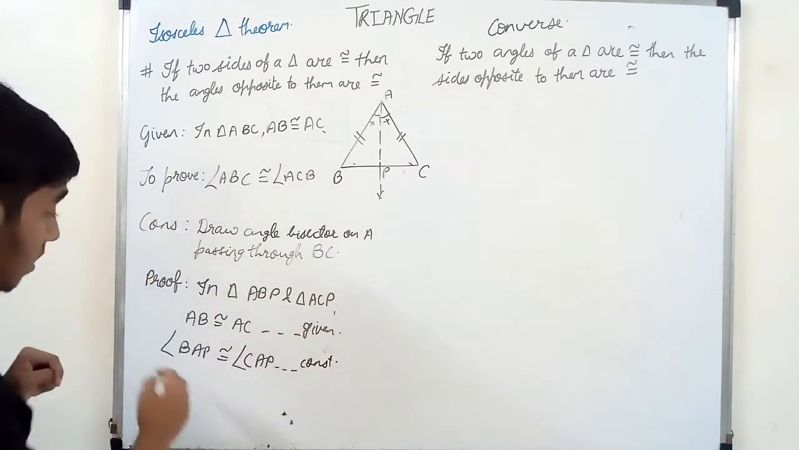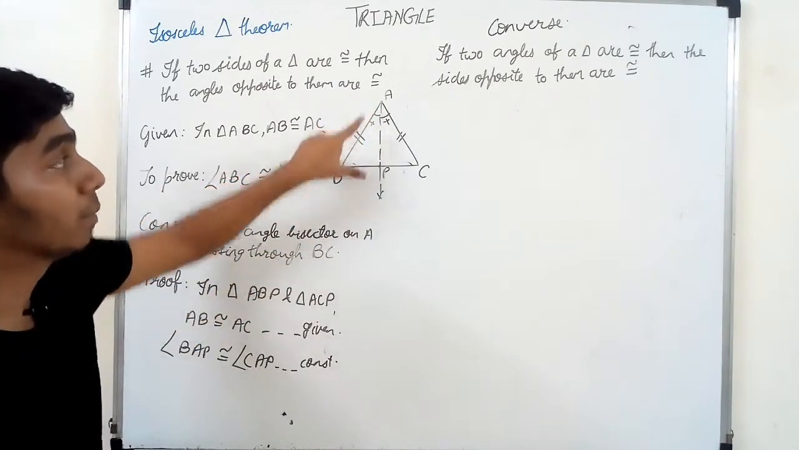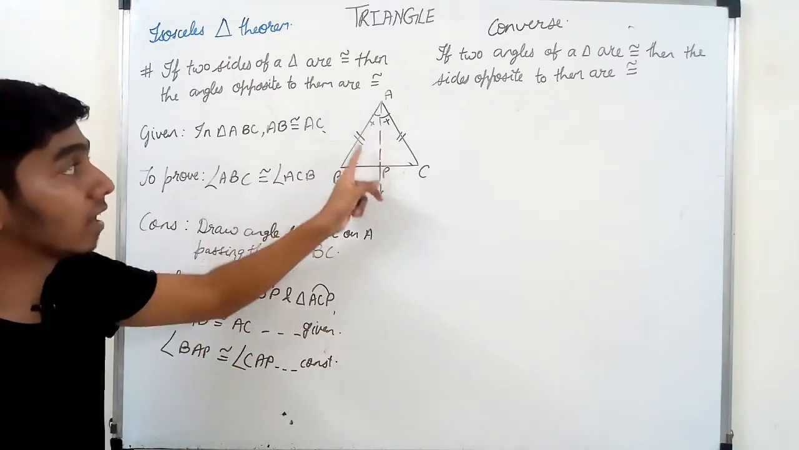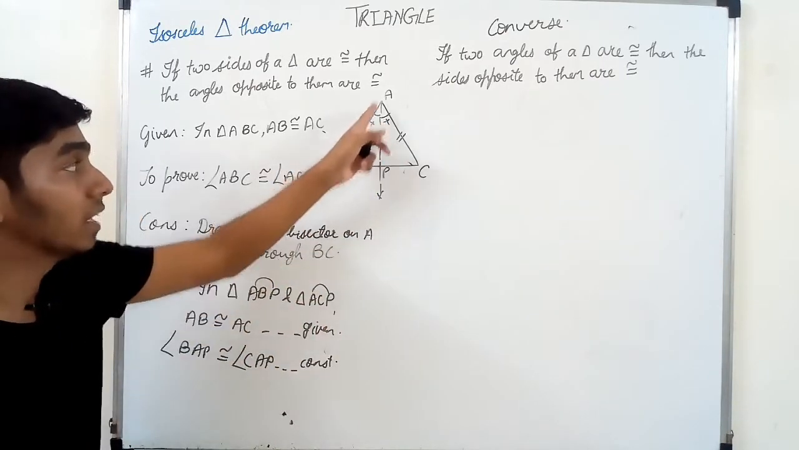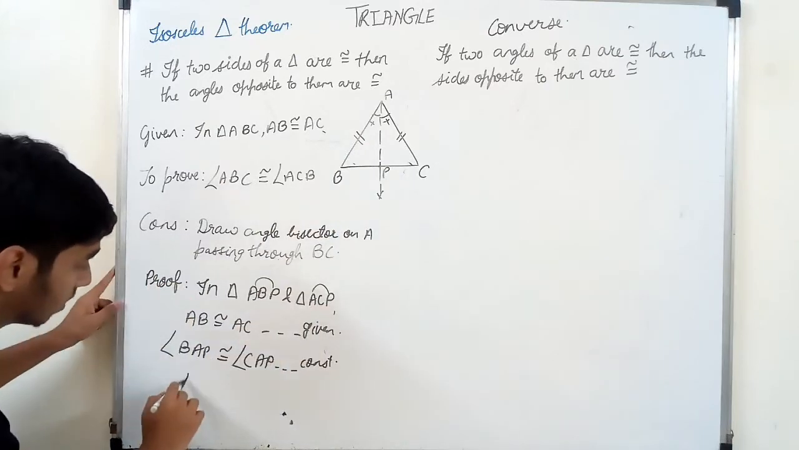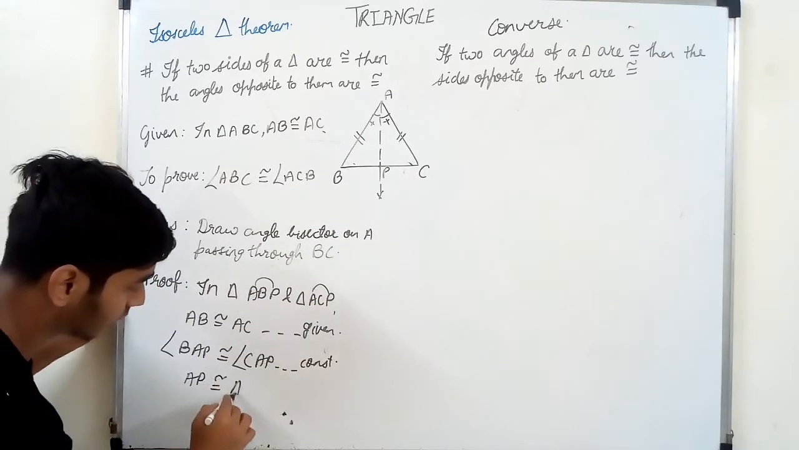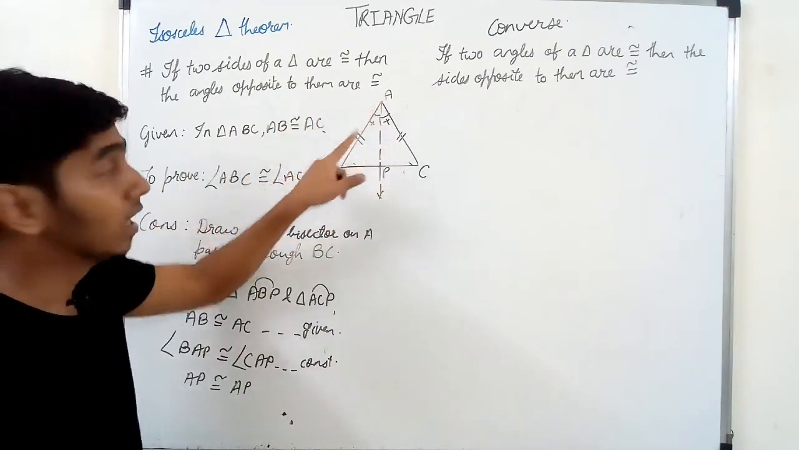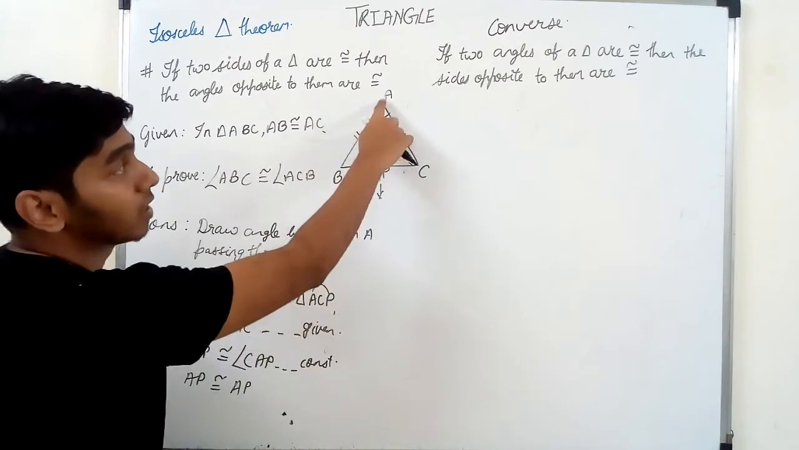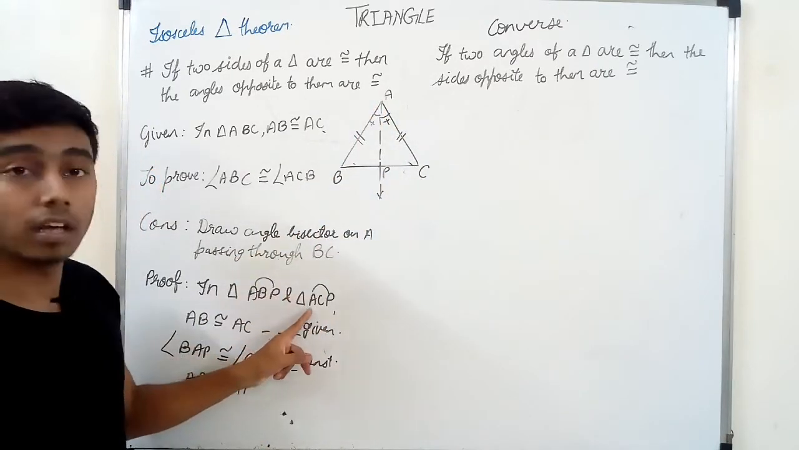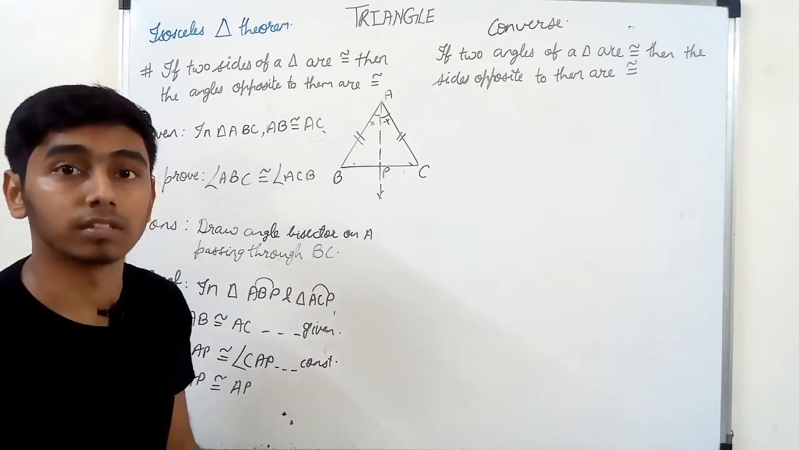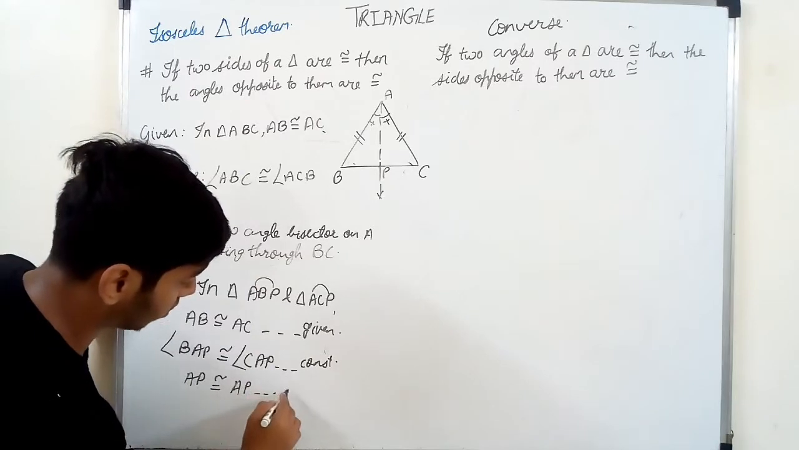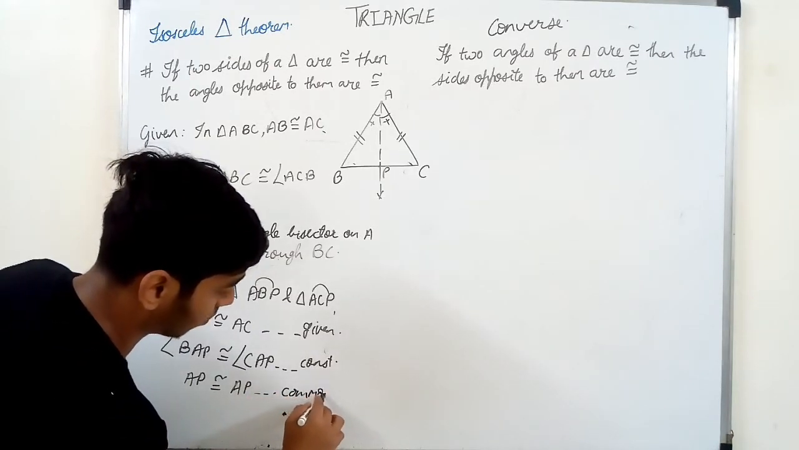Okay, so we can write that. Now AP and AP, they both are there in both the triangles. Therefore we'll say AP is congruent to AP, because if you consider triangle ABP, AP is the side, and if you consider triangle ACP, there is AP as the side also, the third side. So the reason will be common side.